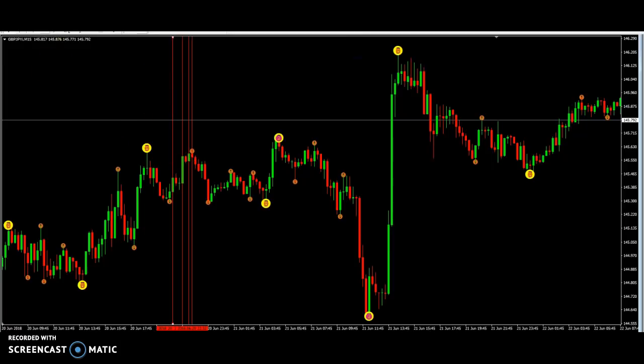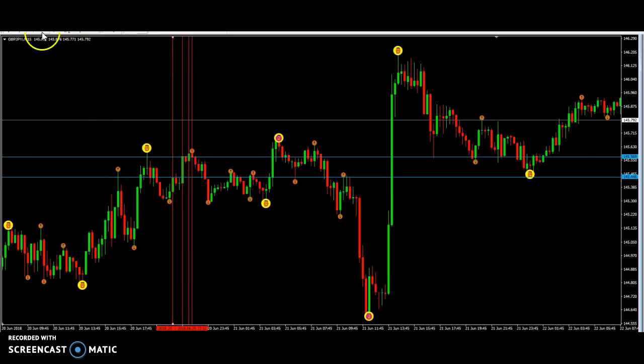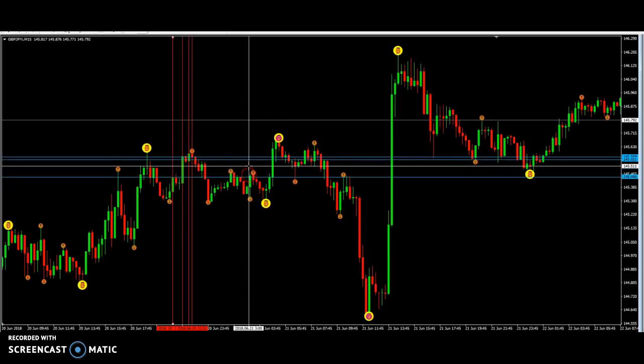So it could have been this one here, or over here. Any of these positions we could have taken, and it's going to drop and give us those 20 pips.